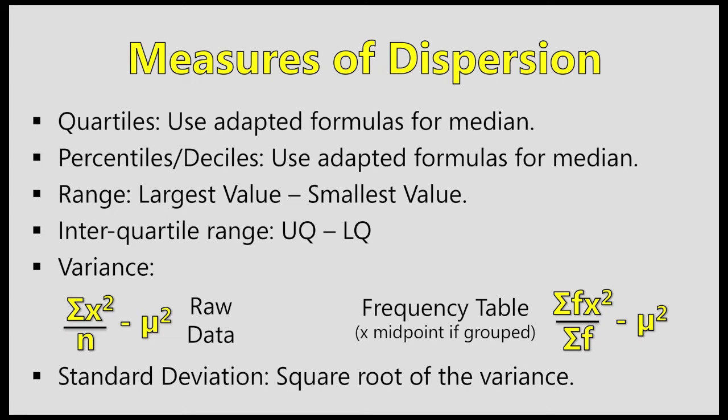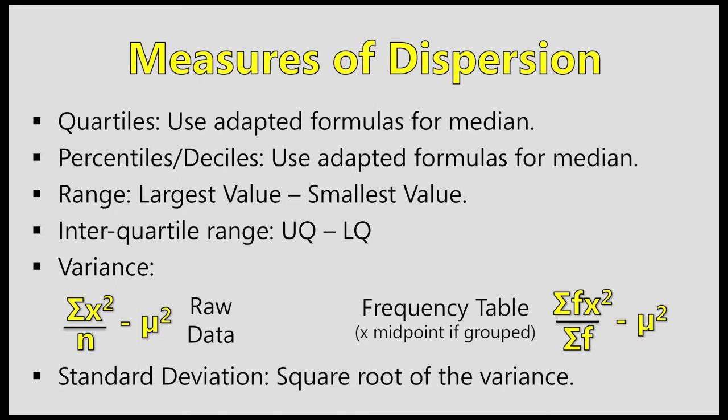The range is the largest value minus the smallest value, and the interquartile range is the upper quartile minus the lower quartile. For the variance, you need to know it's sigma x squared over n minus the mean squared for raw data. Or if it's in a frequency table, use x as the midpoint, and it's sigma fx squared over sigma f minus the mean squared. And for the standard deviation, you root that. You will need to know that. You won't be given that in the exam. I know, that's horrible, isn't it?